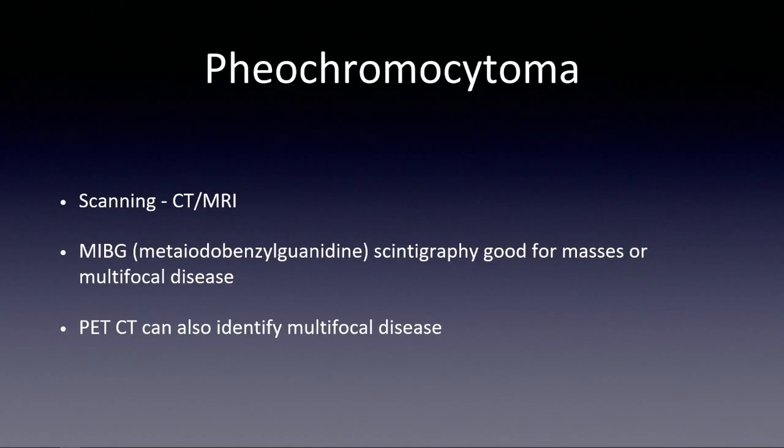So in the field, most patients will come to you already having been scanned for the adrenal mass and the evaluation of the adrenal mass. CT scan and MRI are great for pheochromocytomas. I'm going to show you some pictures of that. MIBG scan is a scan to look for multifocal disease in patients with neuroendocrine tumors and extra-adrenal pheo, which is only 10% of cases. PET CT scan can also identify multifocal disease.